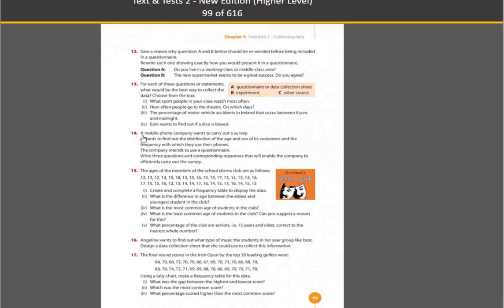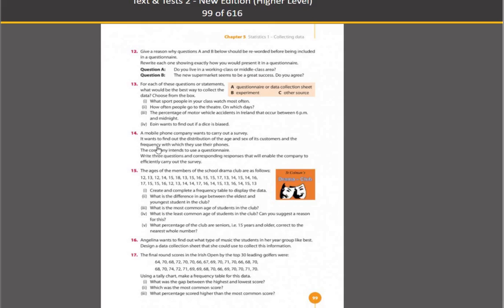All right. What do they want to do? They want to carry out a survey. They want to find out the distribution of age. So your first question could be, which age category do you fall into? And then have your categories, say 0 to 18, 18 to 30, and so on. Sex is simple. Are you male or female? Tick the box. You can only be one or the other.